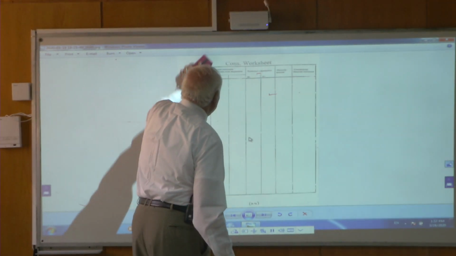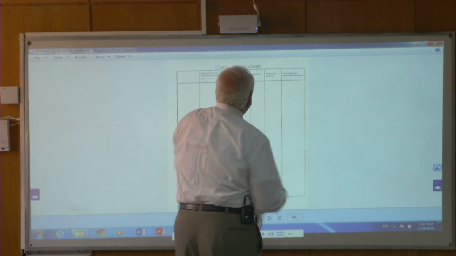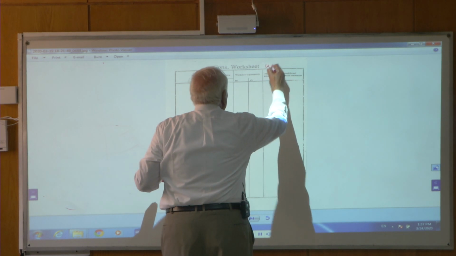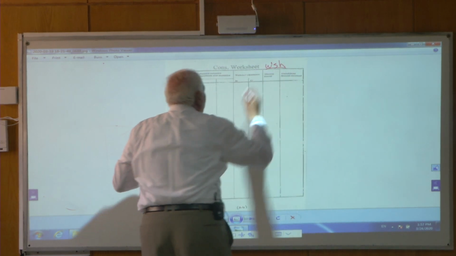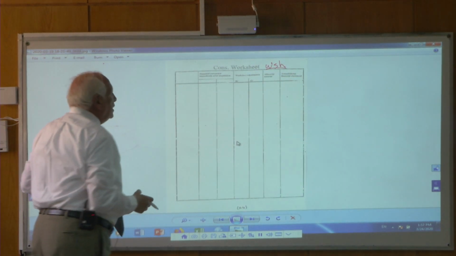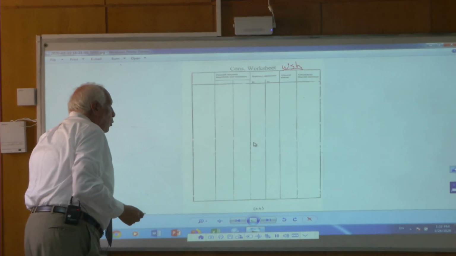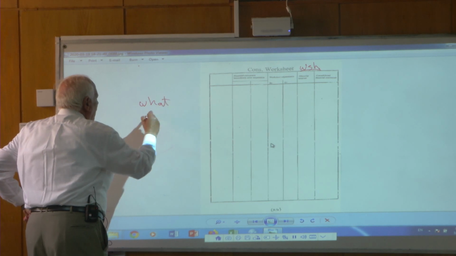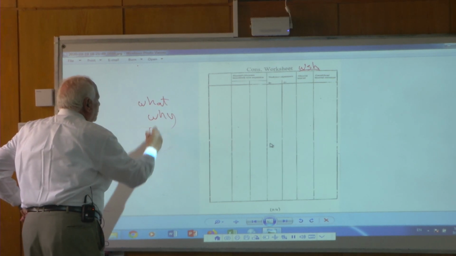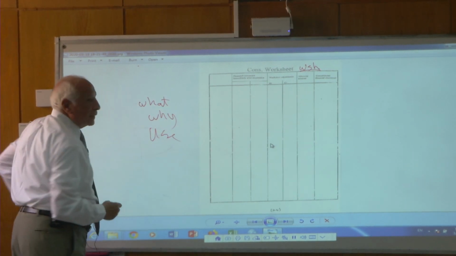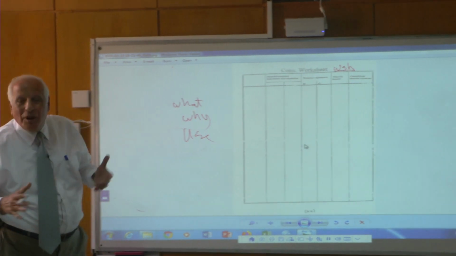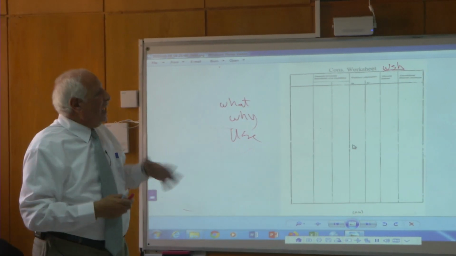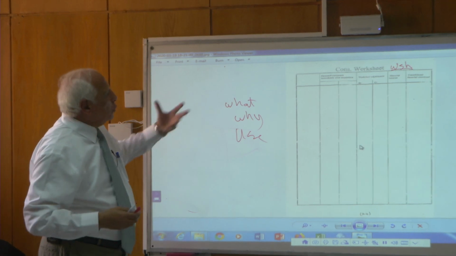Don't forget this one. Remember this worksheet? Don't forget it. We call it WSH. We have this in part 2. Remember in part 2? You need to know what the worksheet is, why we have the worksheet, and how you are going to use it. You have to know this. I think we explained this before, but today I'm going to explain more again. We're going to use this again.